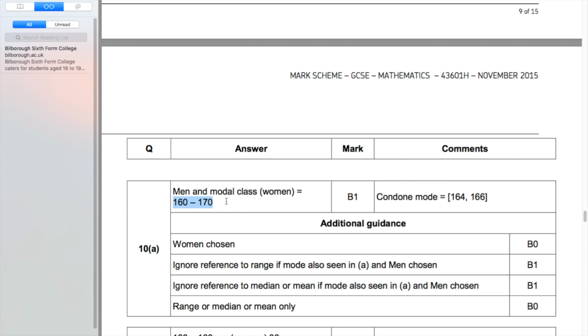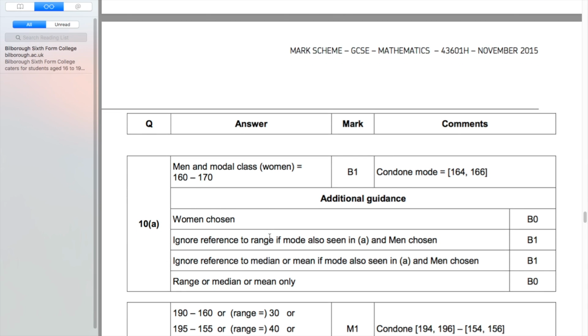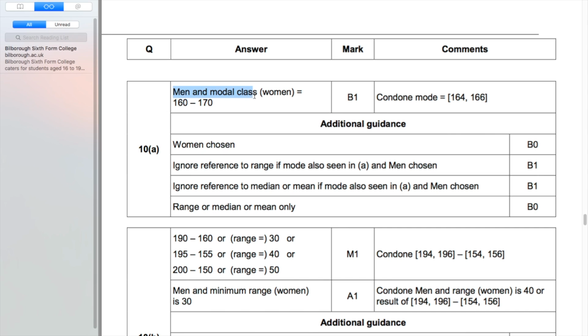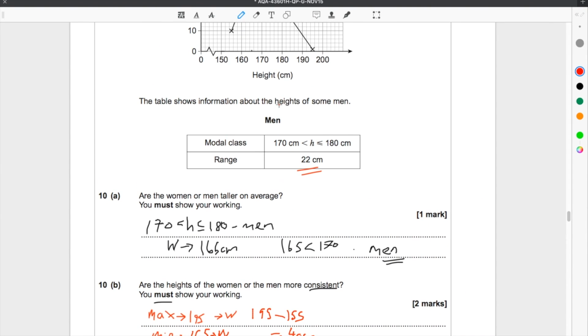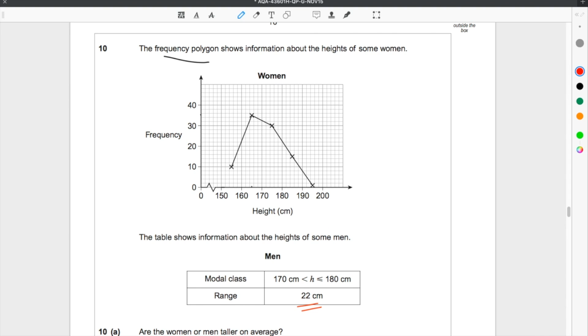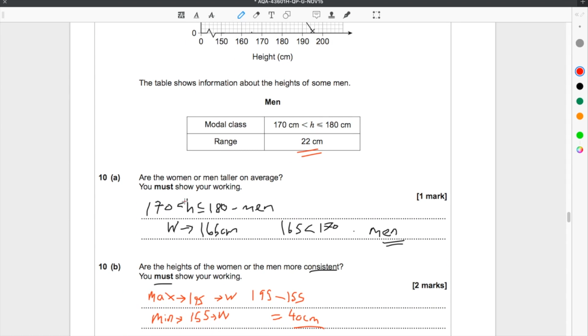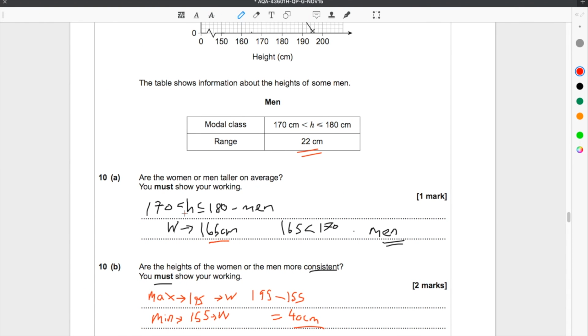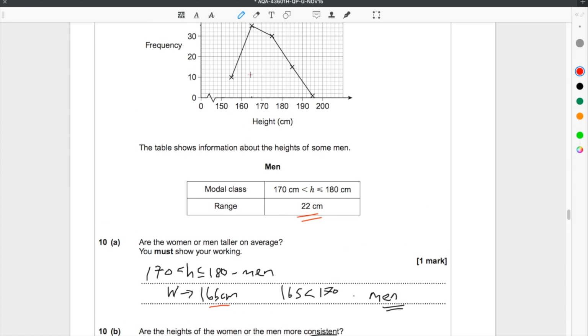Okay, there we go. And we just need to show that the modal class for women is 160 to 170. And it says accept between 164 and 169, was that? Yeah, so as we said, 165 for women, so that will get us the mark. We can state the modal class, but it's absolutely fine to state the exact value.